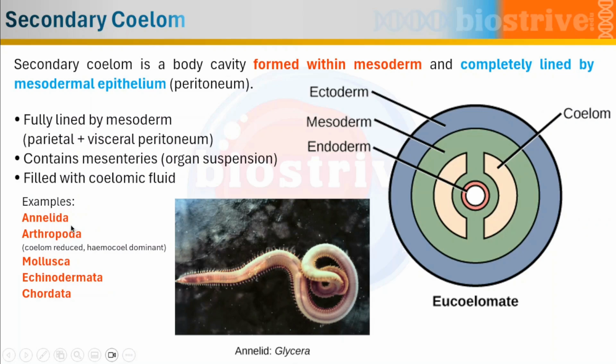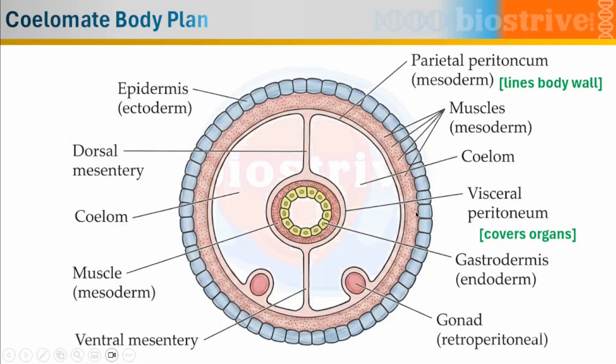The most common example, earthworm, arthropoda, in which insects, crustaceans, all those organisms will lie. Mollusca are also true coelomates. We have chordates, we humans, vertebrates. We also have this eucoelomate or true coelomic body plan as well. As you can see, the outermost layer is epidermis, and we call this layer ectoderm. The gut wall is gastroderm, or we call this layer endoderm. Between this ectoderm and endoderm we have mesoderm.